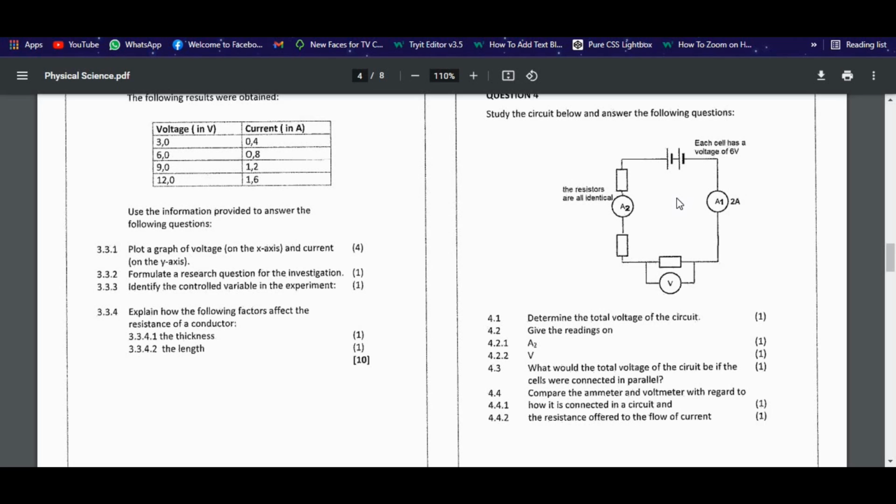Compare the ammeter and the voltmeter with regard to how they are connected in a circuit. Well, an ammeter is connected in series and a voltmeter is connected in parallel. 1 mark. Then compare the ammeter and the voltmeter with regard to the resistance offered to the flow of current. A voltmeter has a very high resistance and an ammeter has a very low resistance. Low resistance, so it can pick up the current, but the voltmeter has a very high resistance. Okay, done.